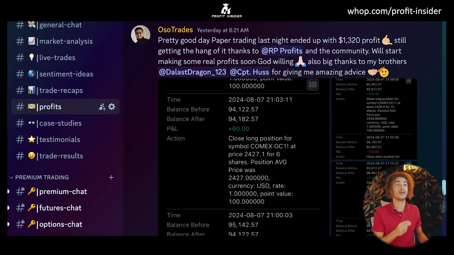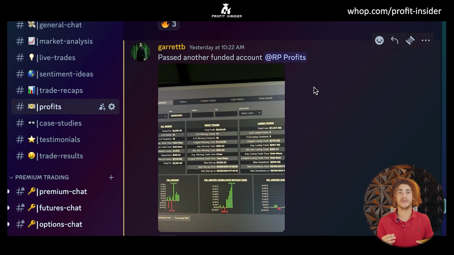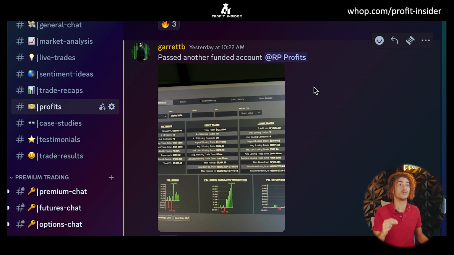You can see right here, my man Oso Trades is practicing some things in a paper trading environment. So he's just practicing, but he's still making some money and he's learning, which is great to see. My man Garrett passed his funded account using the exact strategy that I just showed you. In the premium community, we actually have a full course that goes into the strategy in detail and exactly how I find entries on every single reaction.